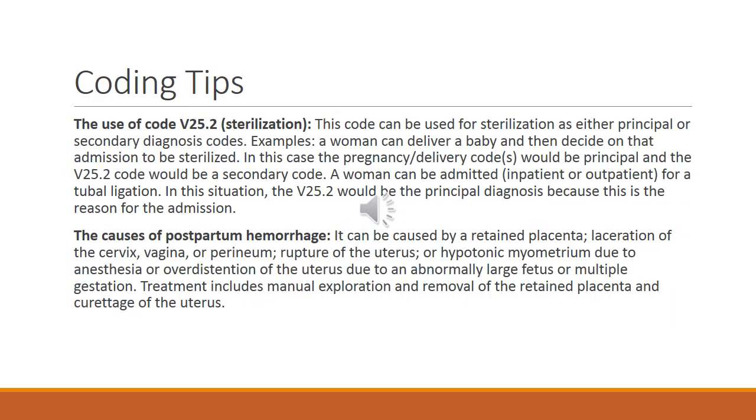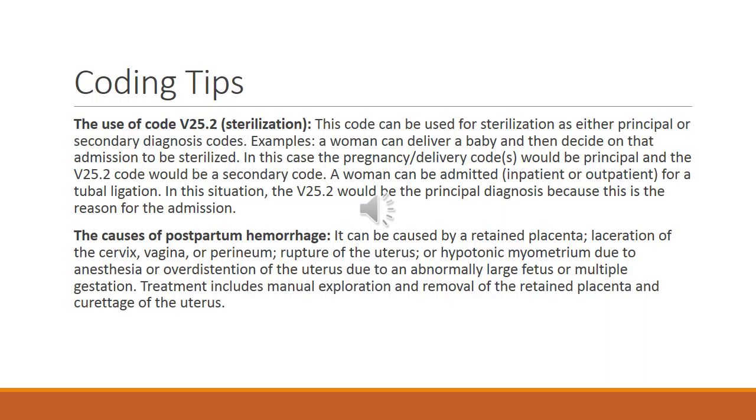And continuing on with our coding tips, the use of code V25.2, which is for sterilization. This code can be used for sterilization as either principal or secondary diagnosis codes. Examples: a woman can deliver a baby and then decide on that admission to be sterilized. In this case, the pregnancy delivery codes would be principal and the V25.2 code would be a secondary code. A woman can be admitted as an inpatient or outpatient for a tubal ligation. In this situation, the V25.2 would be the principal diagnosis because this is the reason for the admission.